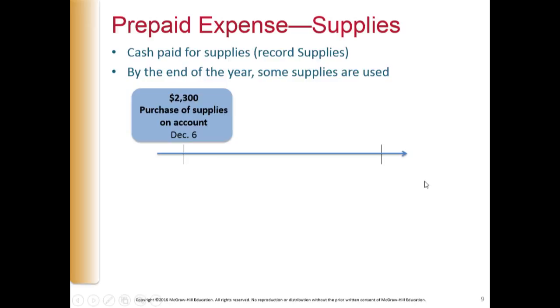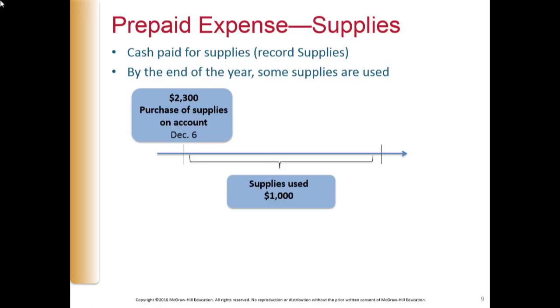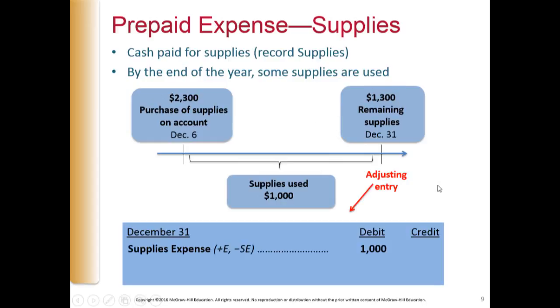Here's another example of recording prepaid expenses for something that we've used. So prepaid expense for supplies is also common. In our example, we had $2,300 of supplies that we purchased, and we recorded that in our supplies account, which is an asset. By the end of December, we've used $1,000 worth of supplies. So at the end of December, we have $1,300 remaining in supplies. So we need to somehow record the $1,000 of supplies that we've used, and also decrease the value in our supplies account down to $1,300.